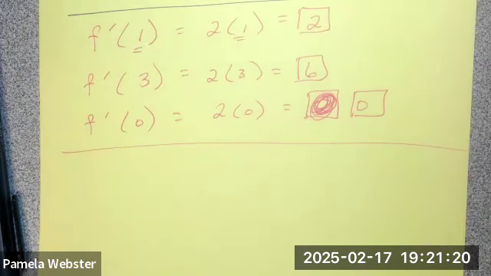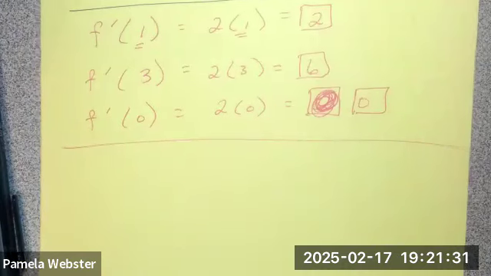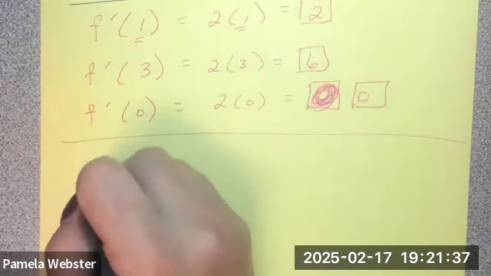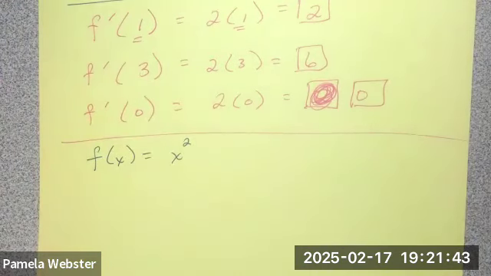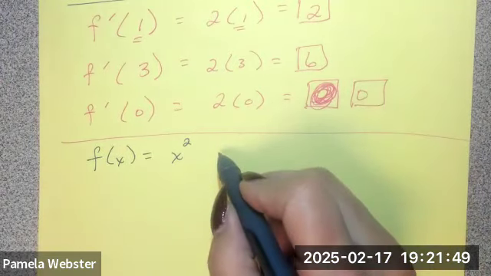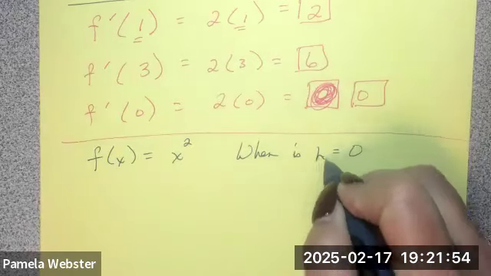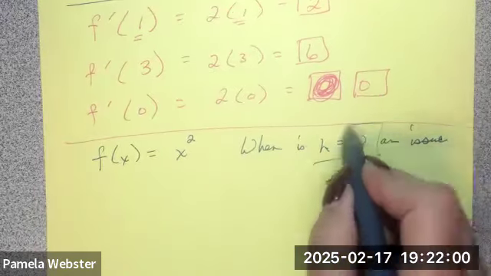Let me take a second to talk about when we will have an issue with this, because I've got that in my notes. I want to make sure that I point this out. The function that we're dealing with here, f of x, was x squared. We've got this limit as h goes to 0. When would I have an issue with plugging in h equals 0?